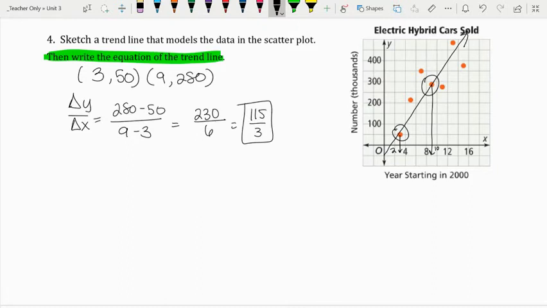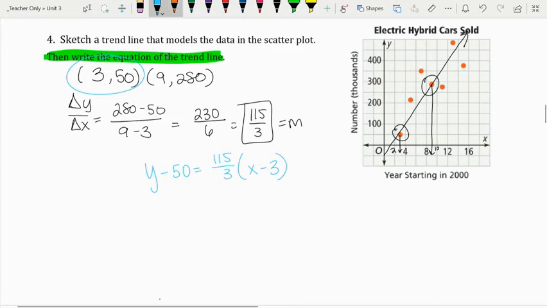So now that I have my slope, I can put it in point slope. I'm going to use this first point. So y minus 50 equals 115 over 3 times x minus 3. Now, anytime you write an equation for a line of fit, you want it in slope-intercept form. So we are going to have to solve by distributing the 115 over 3. If we multiply it here, we get 115.